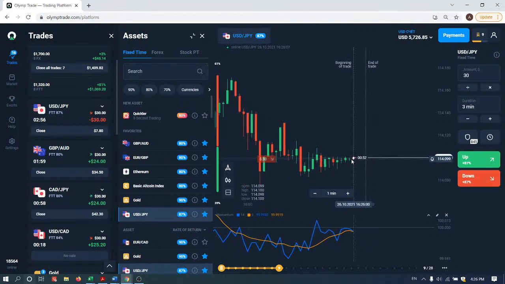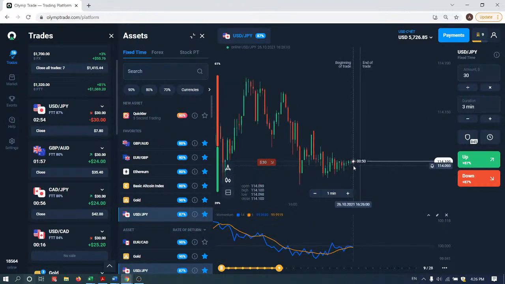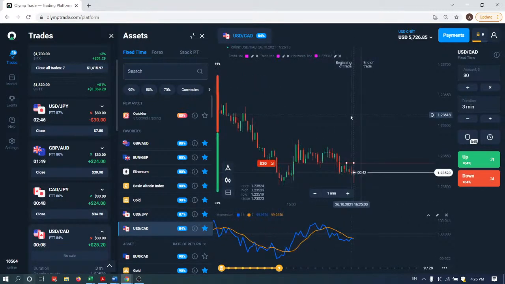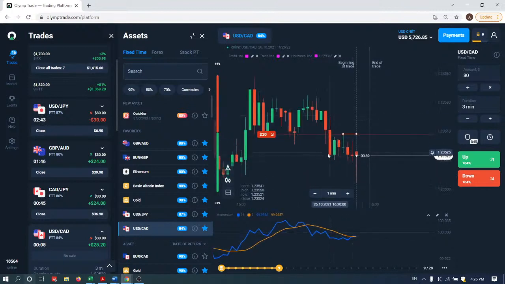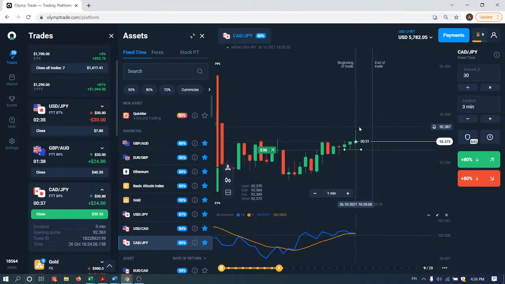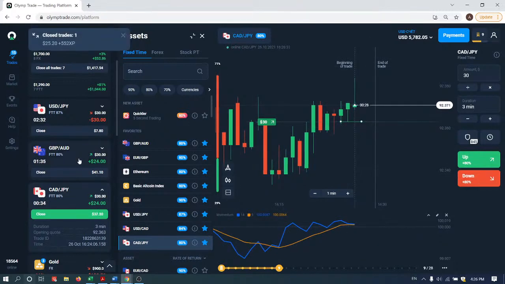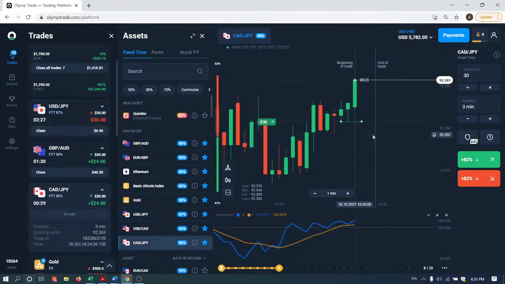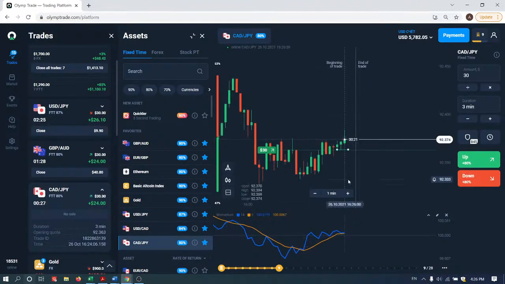I will not open any more trades on USD JPY because I have one more signal for a down trade. Now let's watch. So USD CAD, yes, that's a wonderful trade. Okay, everything went the way it should have. So CAD JPY now, 35 seconds to go. All right, now everything's getting fine. Well, I don't know. 20 seconds ahead of us.